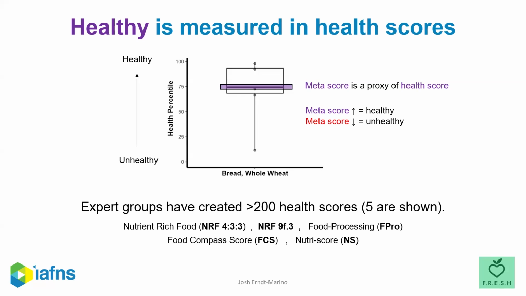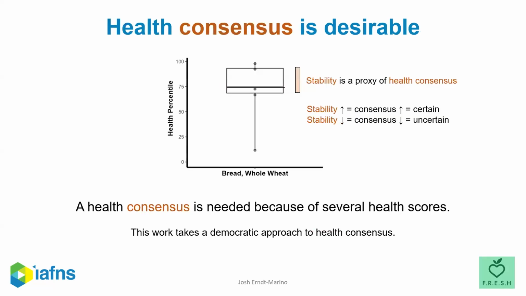Obviously, the inclusion of selected individual NPS has implications for the downstream applications, similar to any other meta type of analysis. More details regarding the selections are provided in the brochure at the beginning of the webinar. And importantly, this flexible framework can accommodate many additional iterations. A metascore is a proxy of these health scores, with higher or lower values indicating more or less healthy, respectively. Similarly, we believe health consensus is desirable for fair decision-making, and we are taking a democratic approach to health consensus.